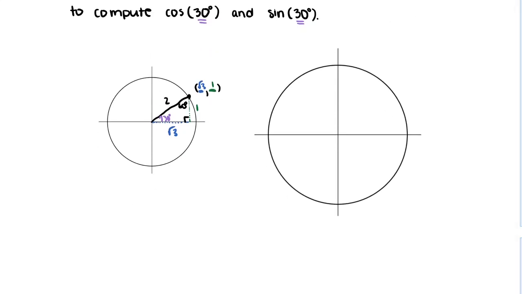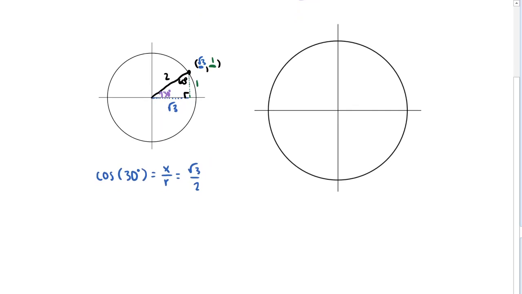And so cosine of our angle, cosine of 30 degrees, well, it's this ratio, the x-coordinate divided by the radius of this circle. And so the x-coordinate is the square root of 3. The radius of this circle is 2. And we can't simplify this any further, so cosine of 30 degrees is the square root of 3 over 2 based on this picture here.